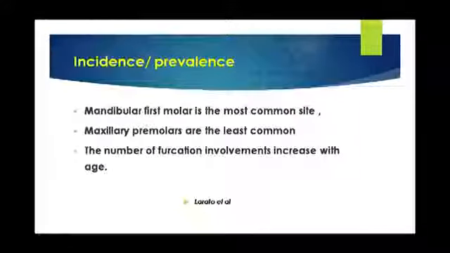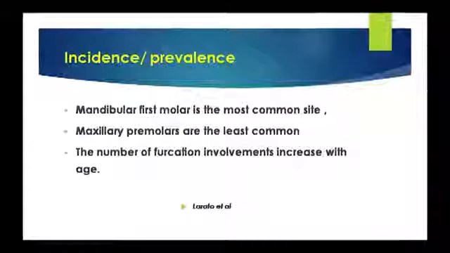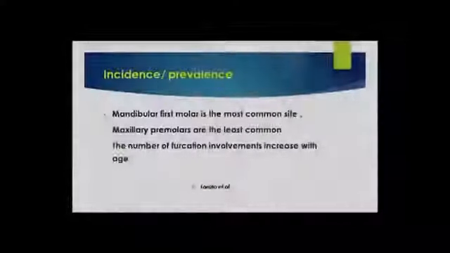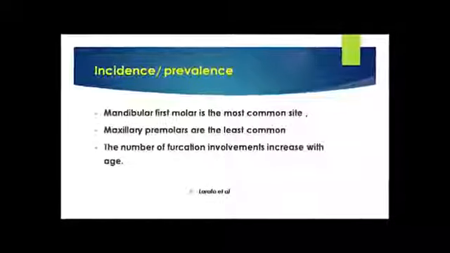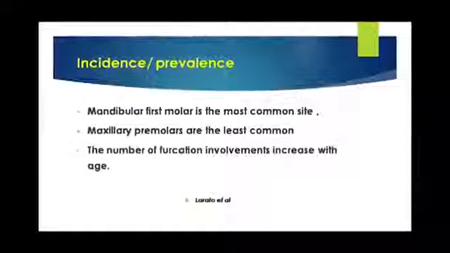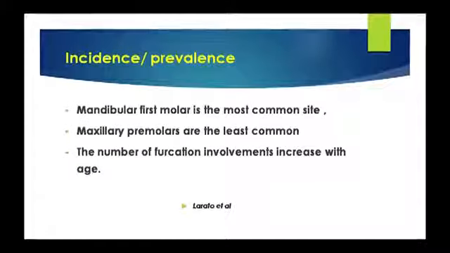The mandibular first molars are usually the commonest, because they usually appear first in the mouth, so they spend longer in the mouth than any other tooth. Two, because of their root divergence. And most important, as we shall see, the distance of the root trunk, or the length of the root trunk. Then the maxillary premolars are the least common.